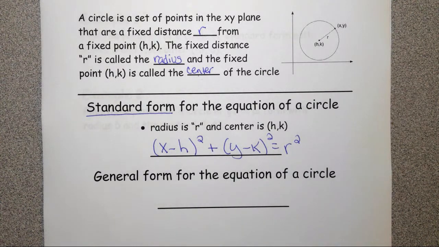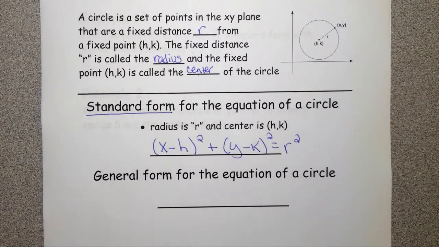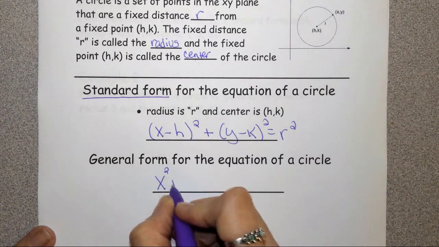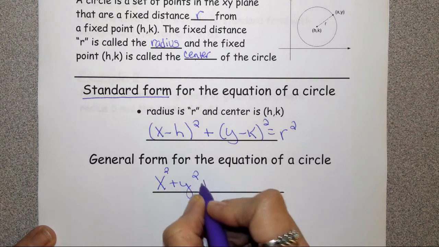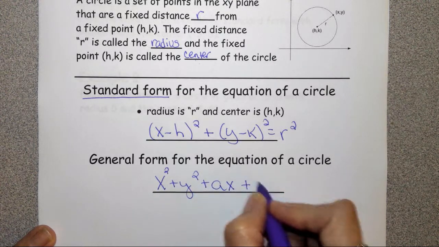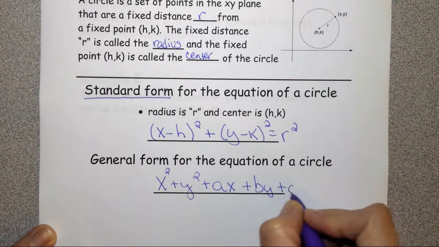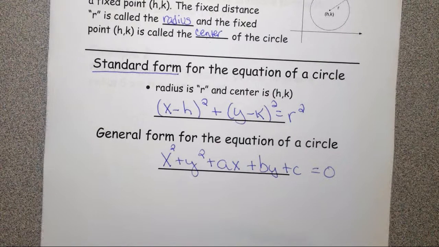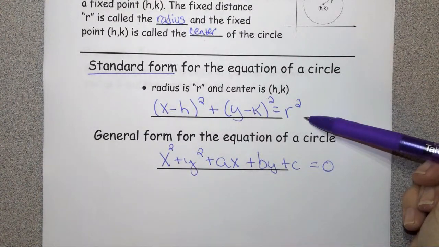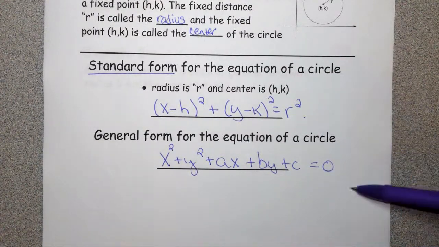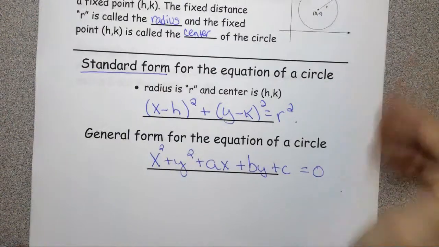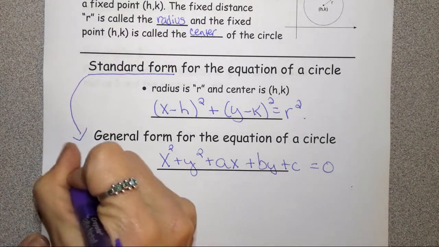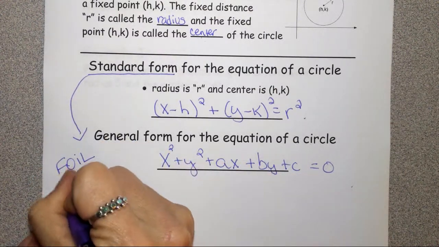When they ask you to write the general form of the equation, you're going to sigh because it's not fun to write. But the general form looks like this: x squared plus y squared plus ax plus by plus c equals 0. All it means is whatever you write in the standard form, you're going to FOIL it out and make it equal 0. So if you're trying to go from standard form to general form, you're going to FOIL and make it equal 0.